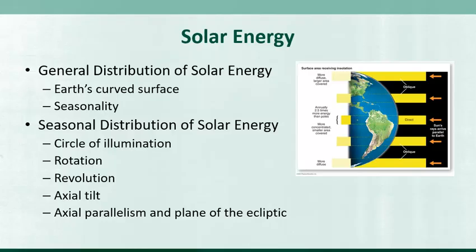Of course, at the same time, the Earth is revolving around the sun. And as it does this, its axis is tilted. But the tilt of the Earth's axis is always in the same place in the heavens, pointed towards the North Star. And because of this axial parallelism, as the Earth moves around the sun, revolving around it on what's called the plane of the ecliptic, different parts of the Earth are more or less illuminated at different times of the year.